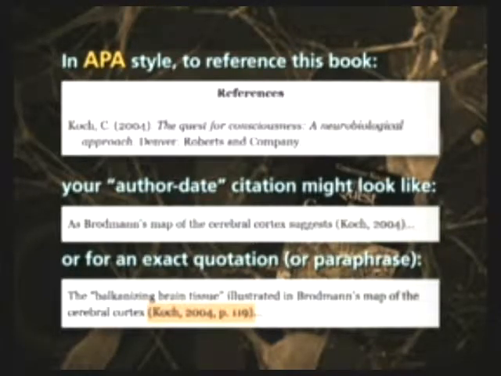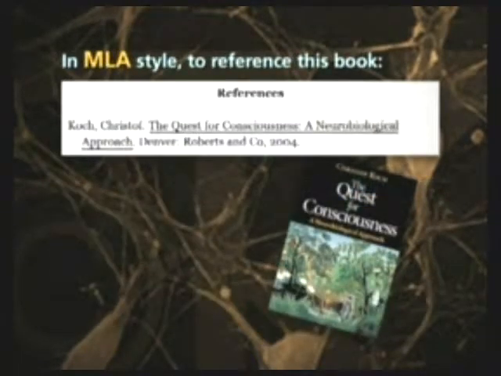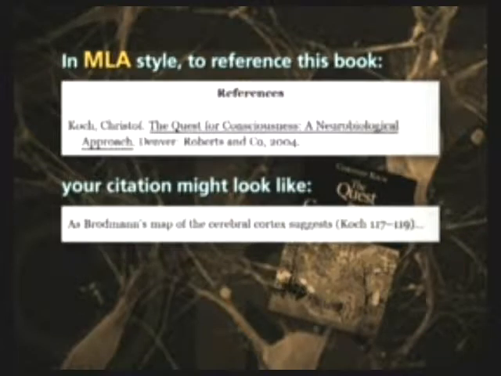Now we see that an exact quotation from the Koch book is being referenced, namely the phrase "balkanizing brain tissue." And that's why our parenthetical reference in APA style includes not only the author's name and the date, but also the page number. Now, suppose that in a different paper, one that uses MLA format, you wanted to refer to the exact same material. Here's how it might look.